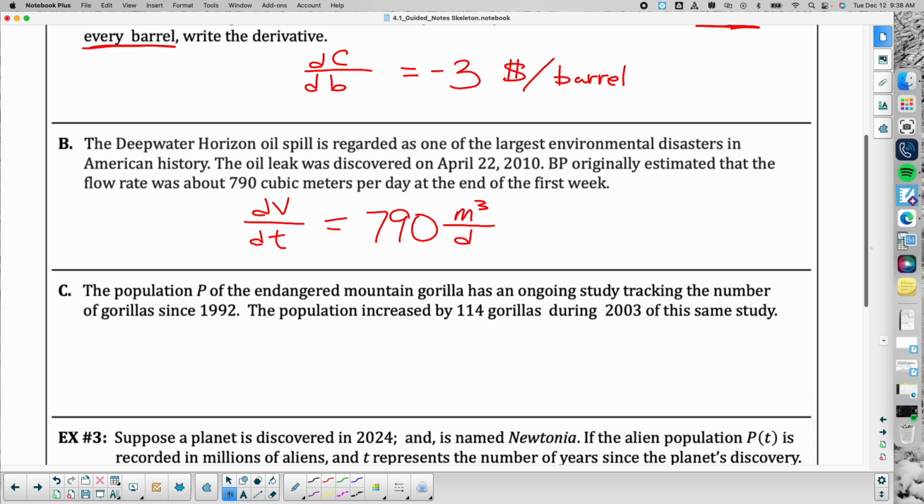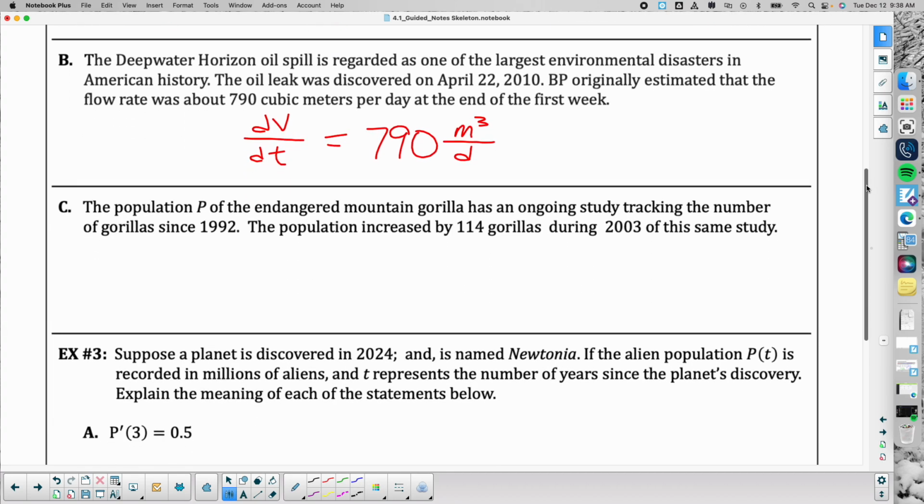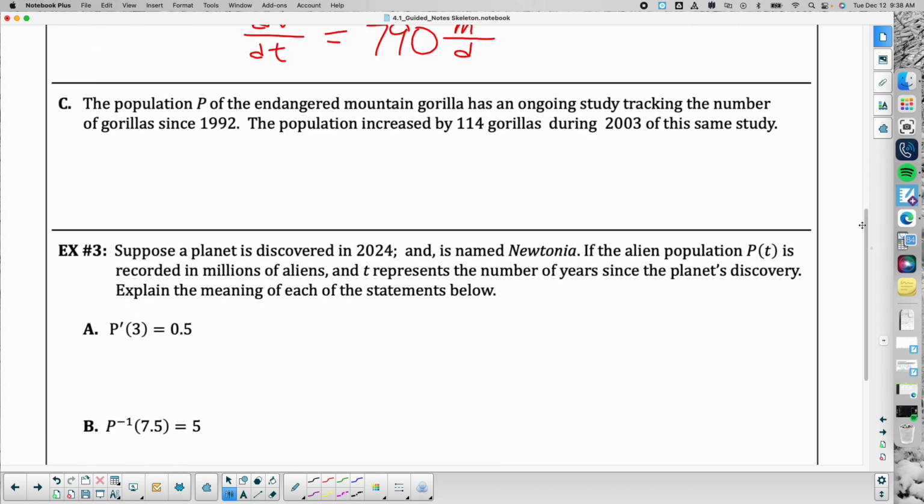Okay. Do we need to do the gorillas one? Should we move past it? Oh, wait, do you guys just wanna try that one quickly on your own?